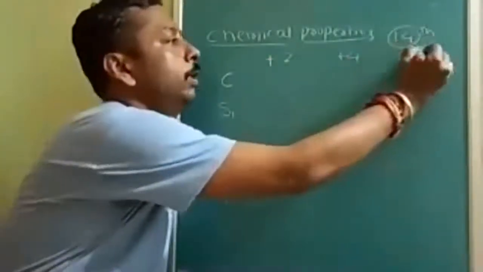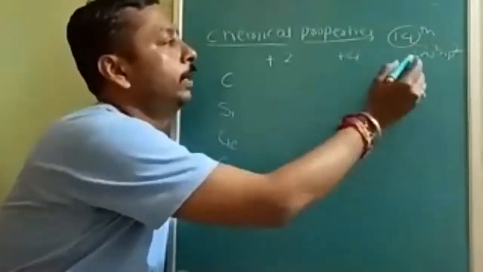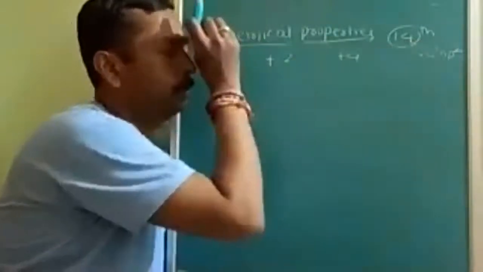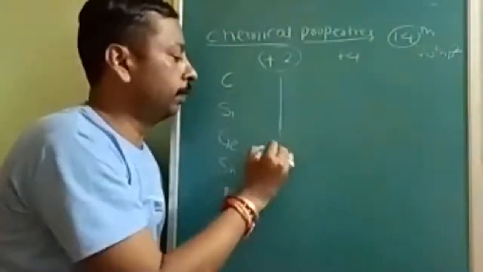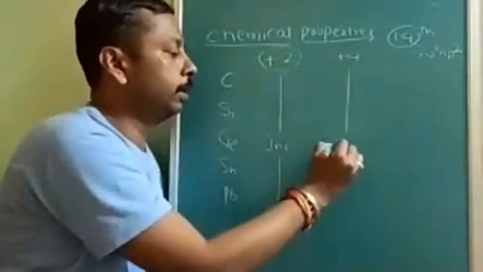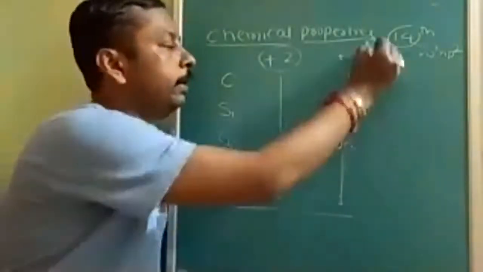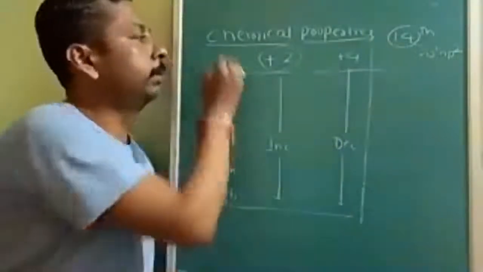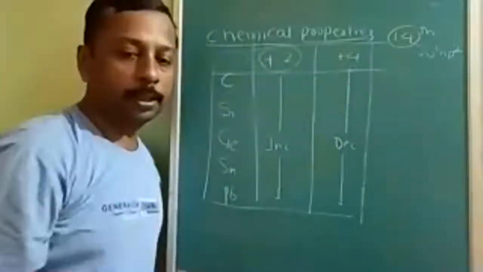Here it is the 14th group, so ns2 and np2. When the inert pair effect is not there, 4 electrons will participate. When the inert pair effect is there, then plus 2. So down the group, plus 2 stability increases and plus 4 stability decreases. This type of discussion we have already done in detail in the 13th group. The same thing will be applicable: oxidizing nature, reducing nature.